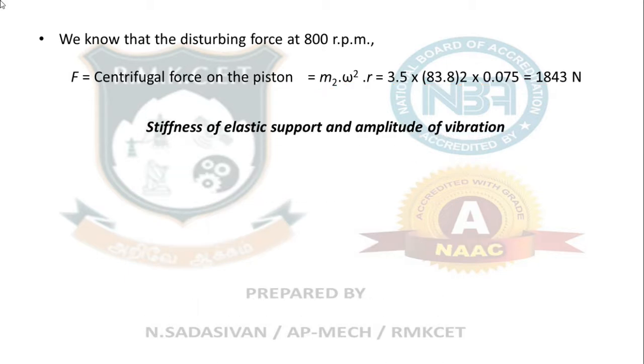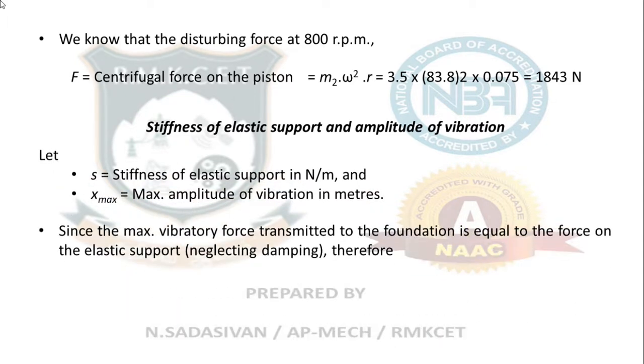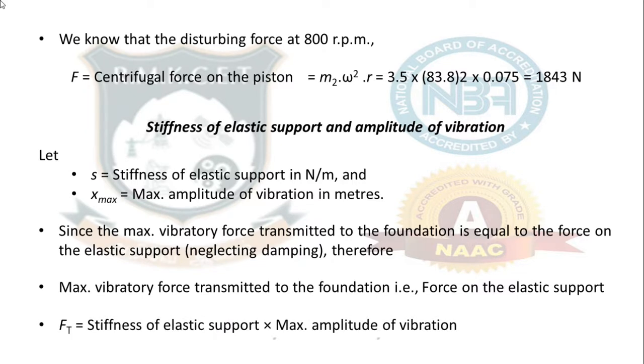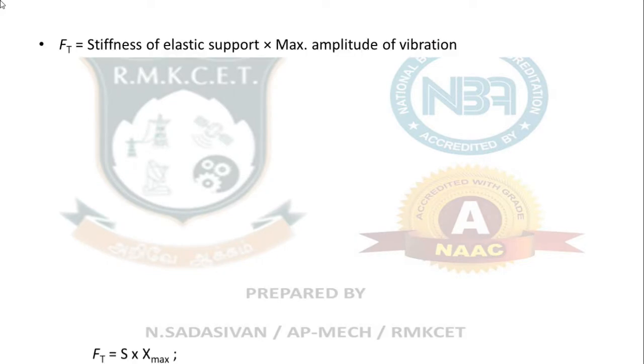Stiffness of elastic support and amplitude of vibration. Let S equal stiffness and X max equal maximum amplitude. Since the maximum vibratory force transmitted to the foundation is equal to the force on the elastic support, neglecting damping, the maximum vibratory force transmitted to the foundation, that is the force on the elastic support, equals stiffness into amplitude. Very simple, straight away you can write Ft equal to the stiffness of the springs put together multiplied by the amplitude of the vibratory motion. So it is S into X max. This S into X max is only for the cases where there is no damping. Otherwise you cannot write this.